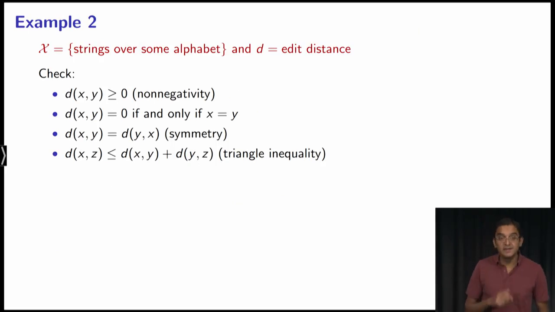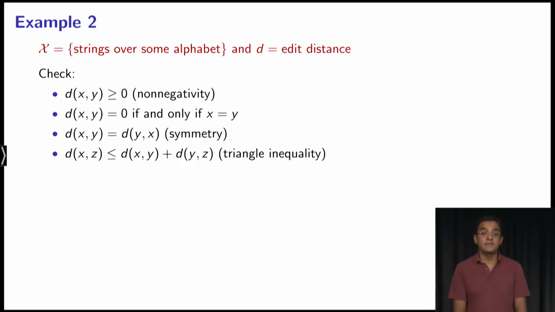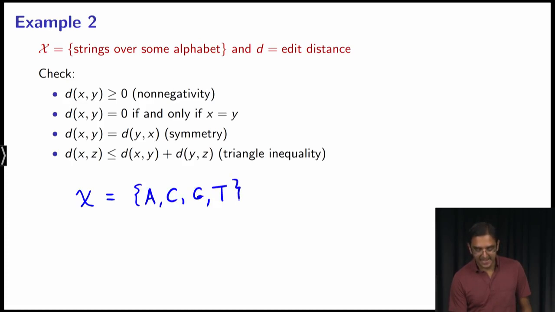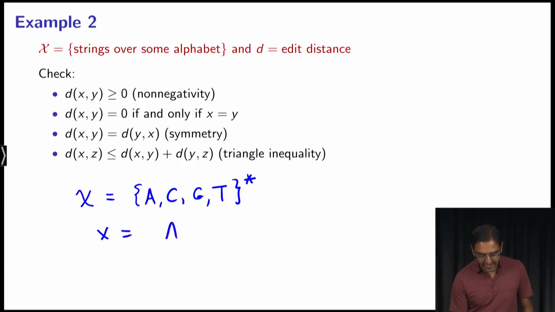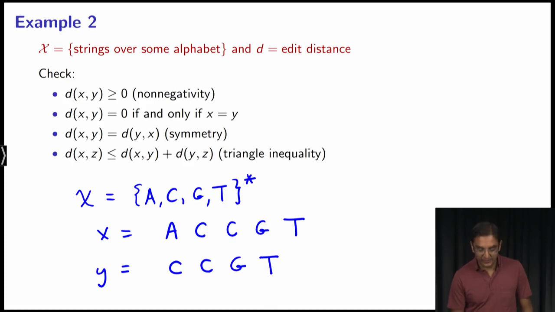Okay, now let's look at an example where the input space does not consist of vectors. Okay, so let's say that we're dealing with strings over some alphabet. For instance, if we are dealing with DNA sequences, then what we have are strings over A, C, G, and T. That's the input space. Okay, what the star means is strings of arbitrary length over this alphabet. Okay, so we have two strings. Let's say A, C, C, G, T, and C, C, G, T. So we have these two strings.